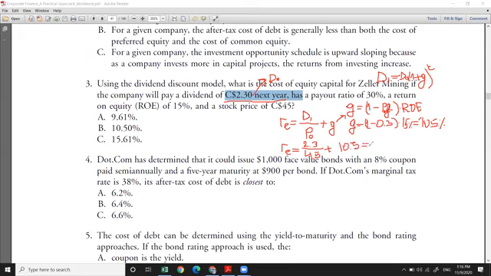And this will give us, if you calculate, 15.61. And the answer is C. This is the way we find it. So be careful while solving the question, read the questions carefully. You can solve it in Excel very quickly.